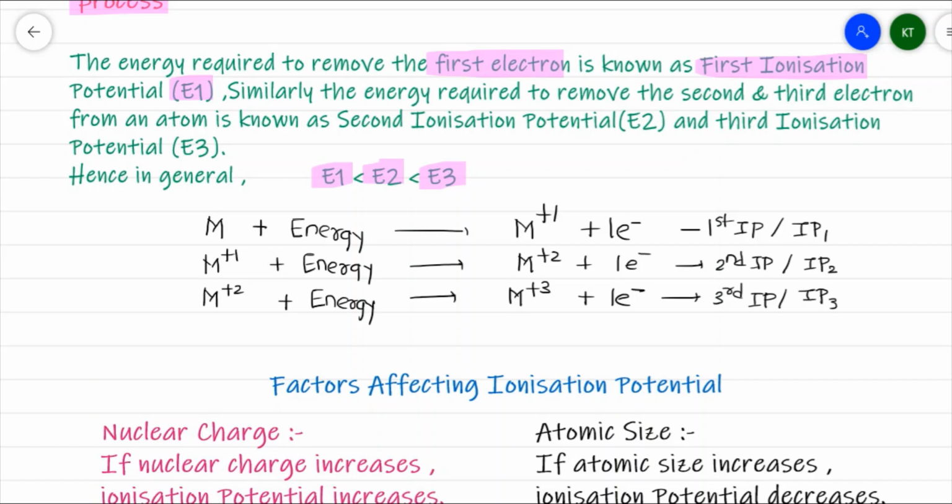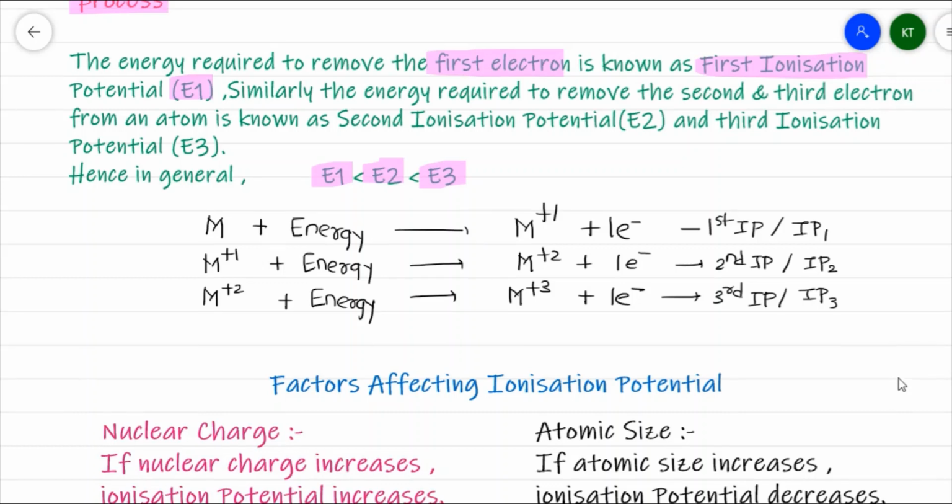That's why it's mentioned that every time the energy required to remove an electron will go on increasing, because the positive charge on the remaining electrons will increase. As a result, they are tightly held by the nucleus.